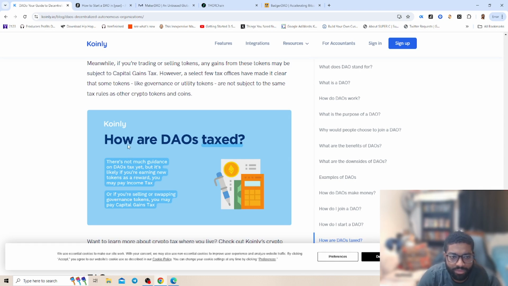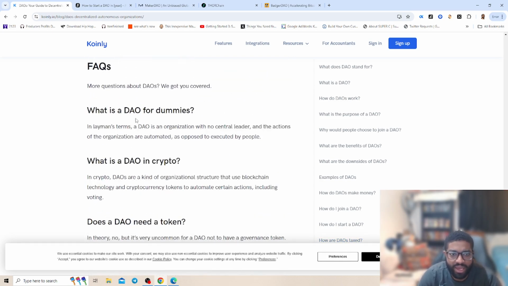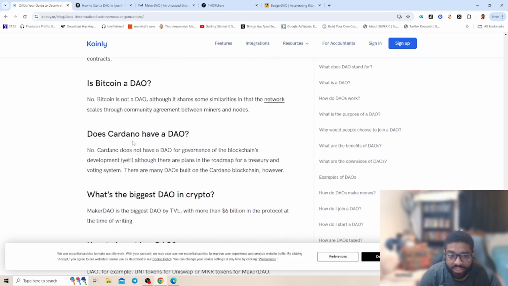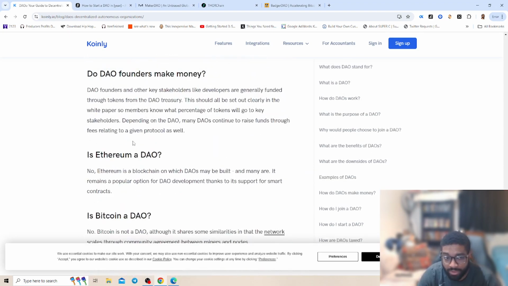So we're going to actually read a bit of this. How are DAOs taxed? There is not much guidance on DAO tax yet, but it's likely that if you're earning new tokens as a reward, you may pay income tax. Or if you're selling or swapping governance tokens, you may pay a capital gains tax. So you can check it out. It shows what DAOs are for dummies, what are DAOs in crypto. Scrolling down, it just shows a lot in this article. Feel free to read. I'm not going to read it all the way through. Once again, guys, this is supposed to give you a general overview.